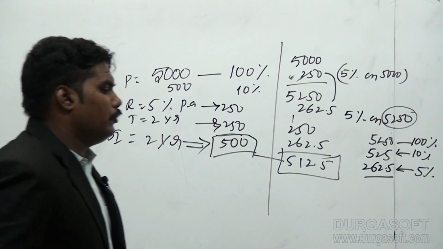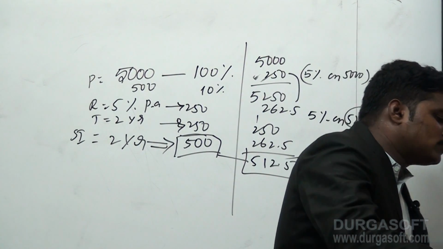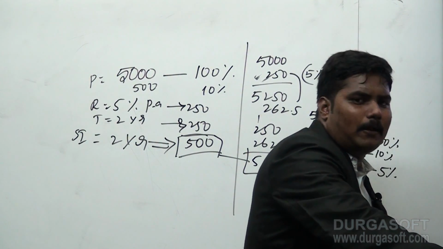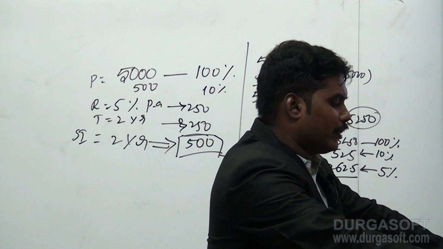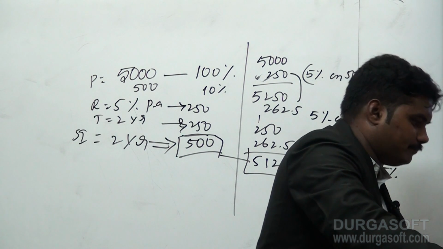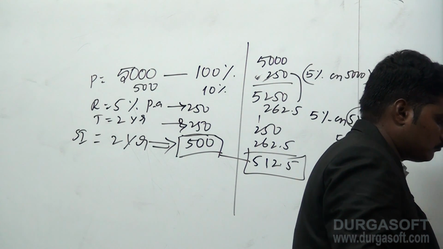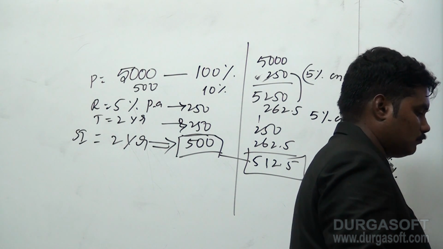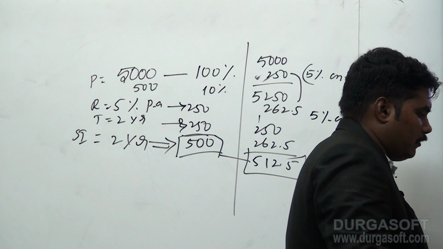Sometimes you may use the formula: difference is equal to 100 square r by 100 plus r. By applying that formula also you can get the direct answer. Now, this question is very, very important to you.